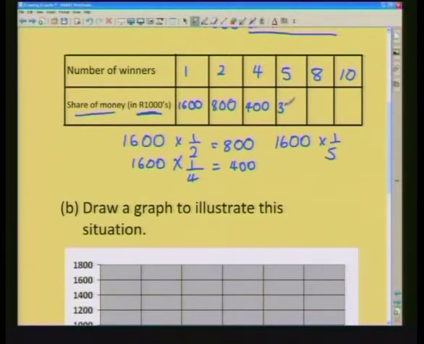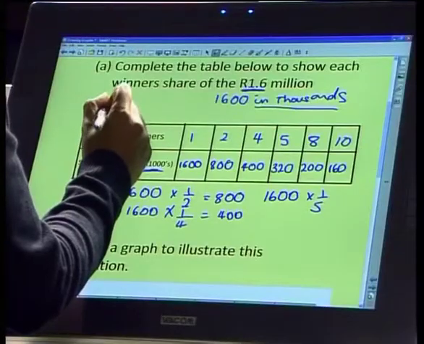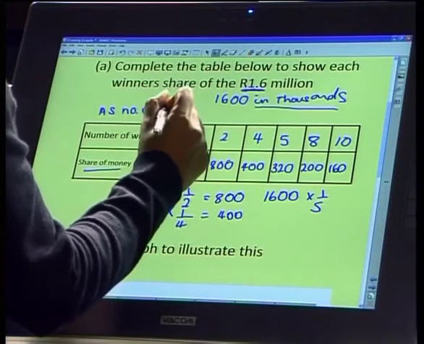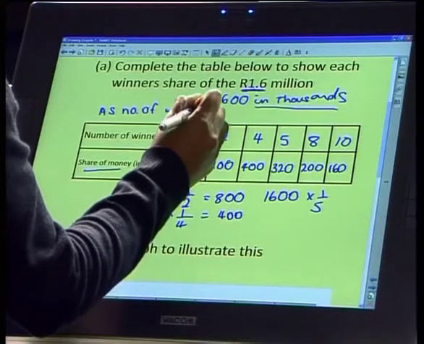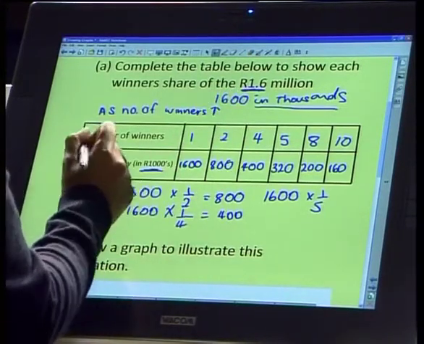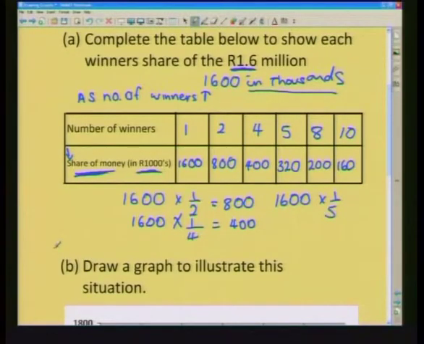If we have 5 winners, they each get 320,000. 8 winners will each get 200,000. And 10 winners will each get 160,000. So the important thing to note here is that as the number of winners increase, the share of money will decrease. So that's a typical inversely proportional relationship.